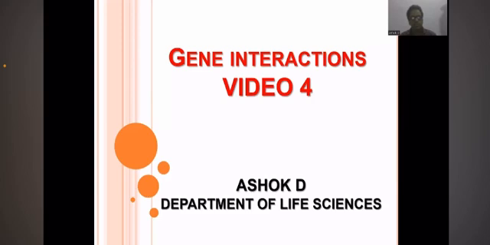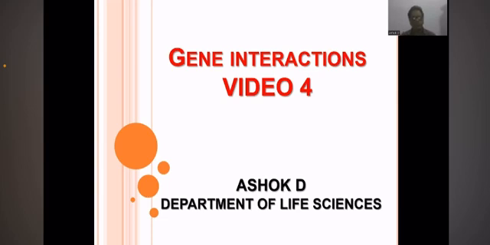Ultimately, they tend to produce four different types of phenotypes with the ratio 9 is to 3 is to 3 is to 1. Today, we'll be discussing the other modifiers which tend to deviate from the original law of independent assortment and restrict the ratio of 9 is to 3 is to 3 is to 1.